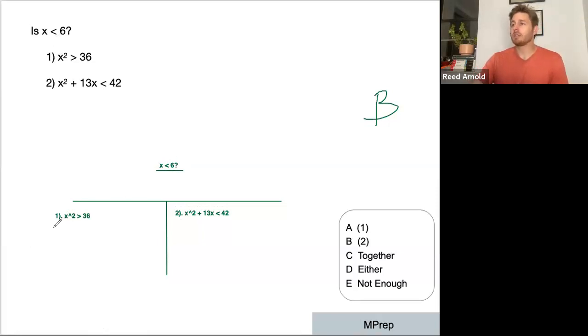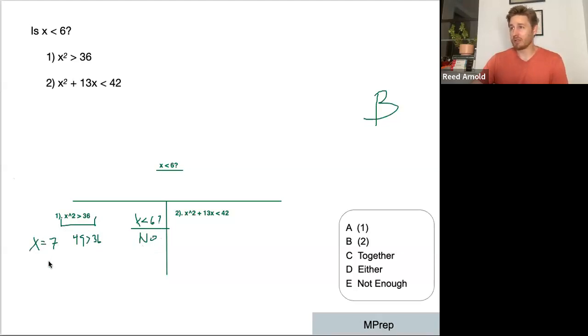Statement 1 tells us X squared is greater than 36. Well, if you assumed positives, if you made the mistake we just talked about, if you assumed only positive numbers for X, this statement would be sufficient, because you could say X is 7, and then X squared, 49, is greater than 36. So you're good to go on the rule. Is X less than 6? No. X is greater than 6.